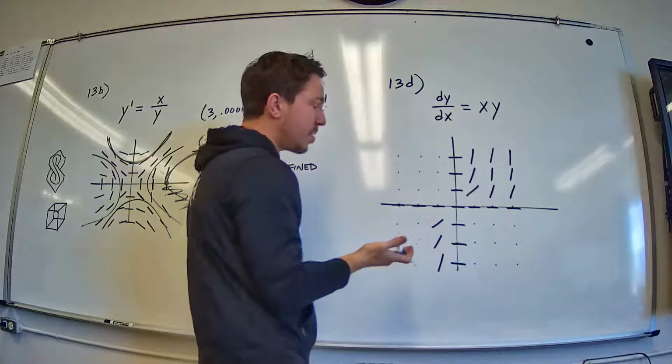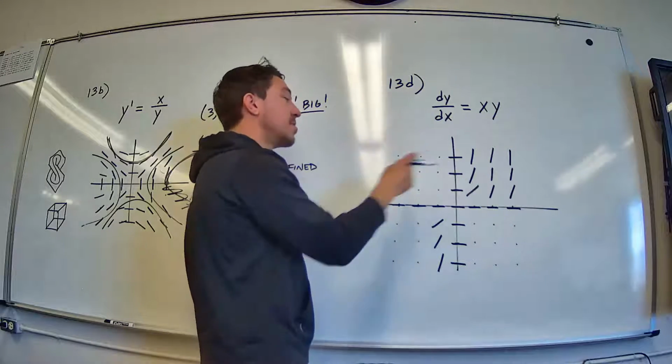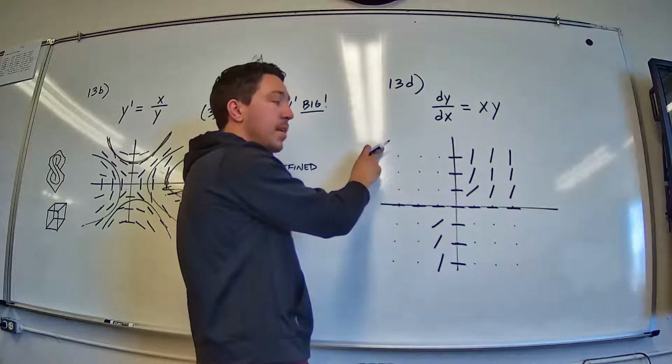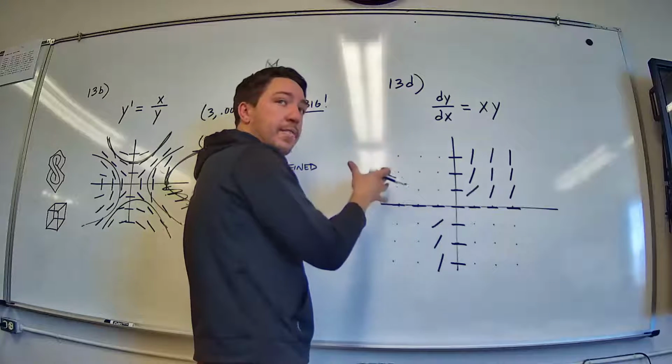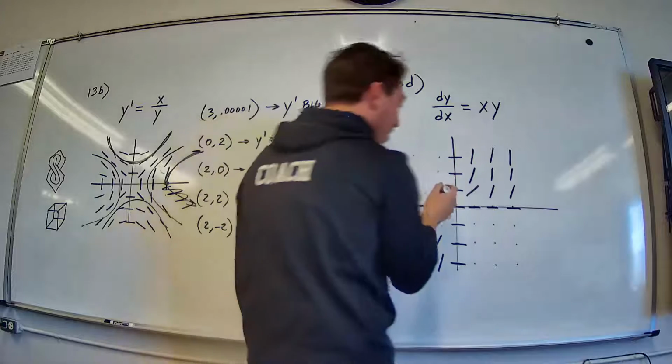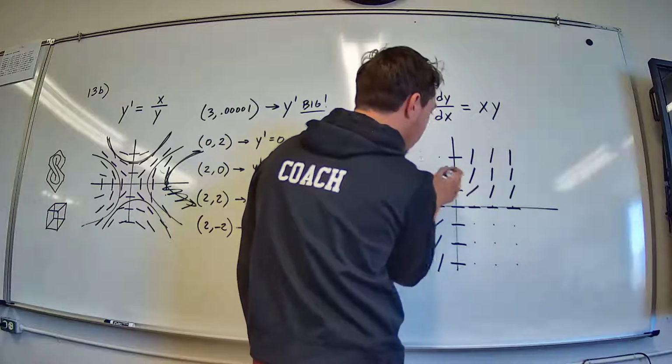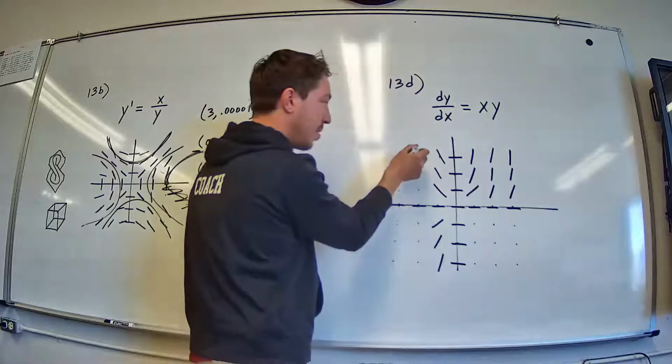That's what it's saying. How about the negative region? Well, if x is negative and y is positive, it's the same numbers, but they're negative, right? So think about the mirror symmetry there.